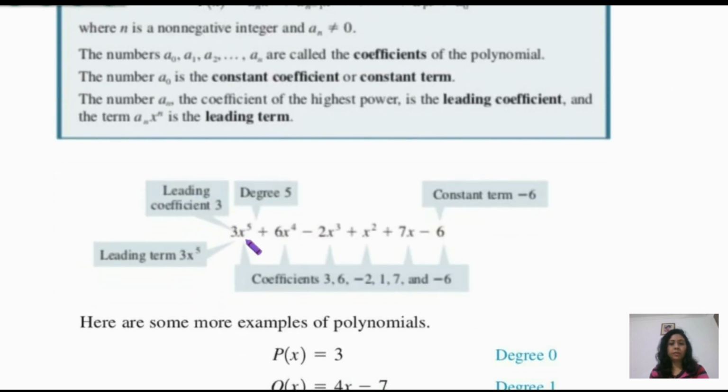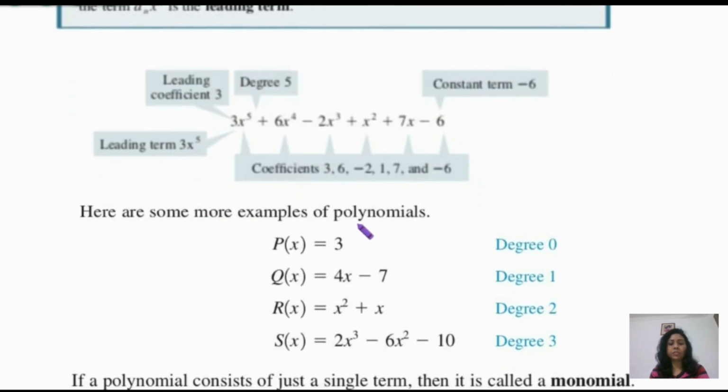Here is an example. Here is a given polynomial whose leading term is 3x^5. Its degree is 5 because the highest power is 5, and its leading coefficient is 3. The coefficients of this polynomial are 3, 6, minus 2, 1, 7, minus 6, and the constant term is minus 6.